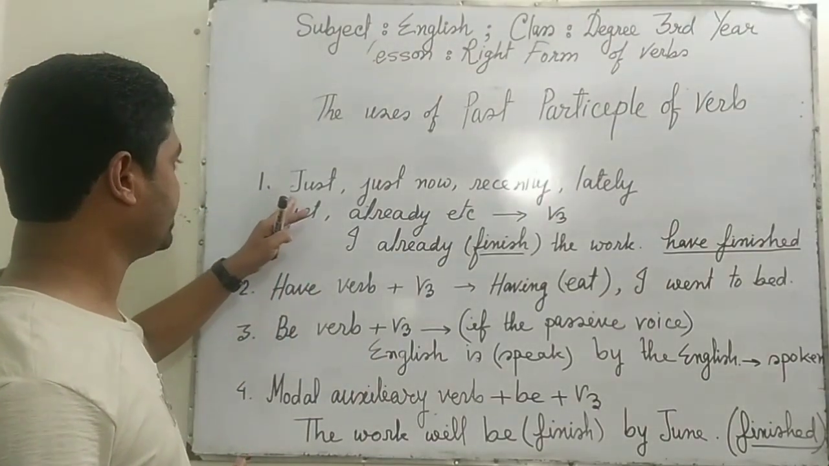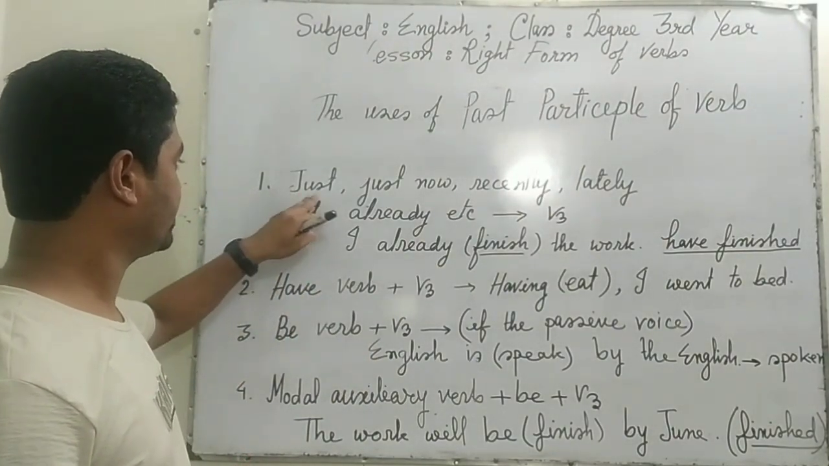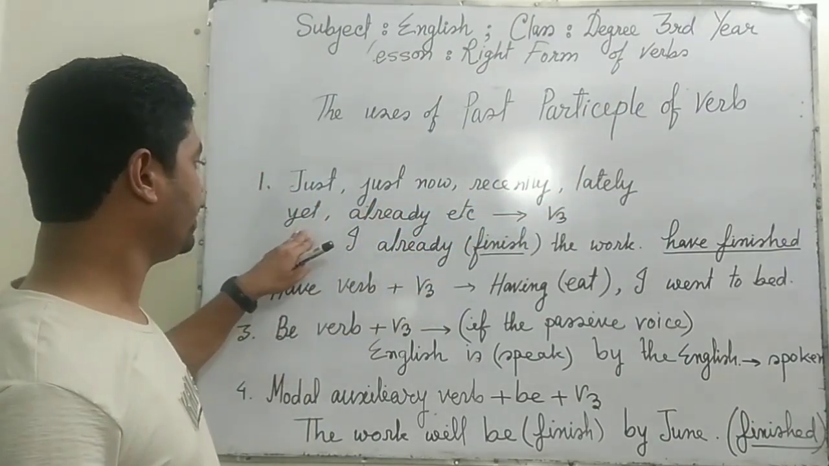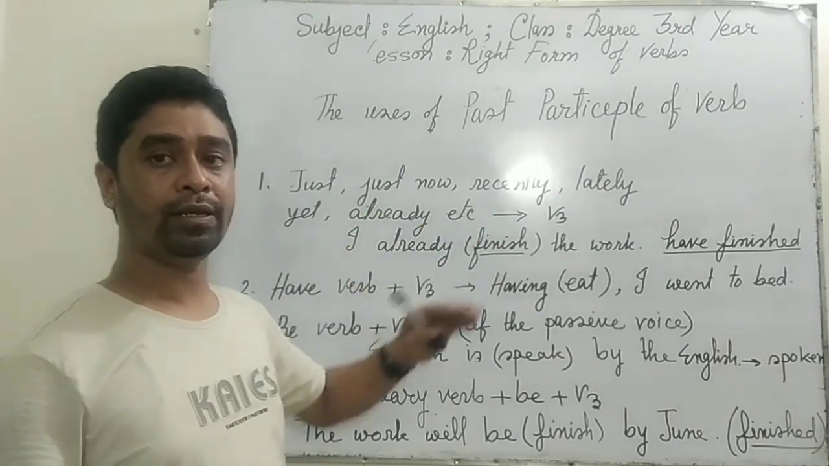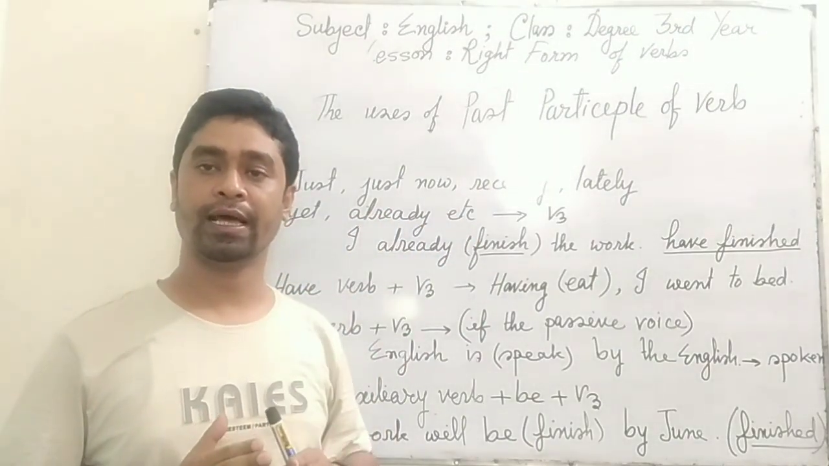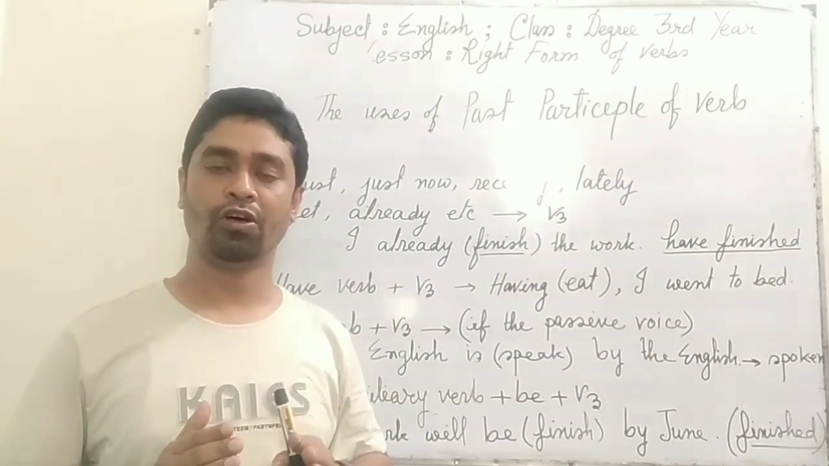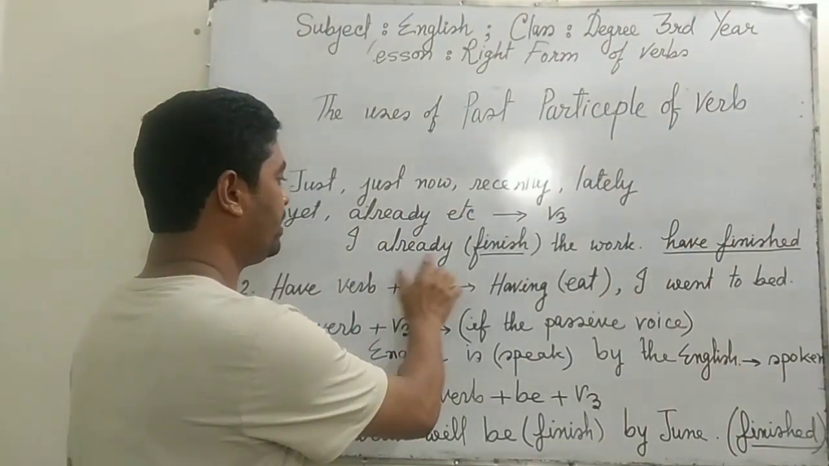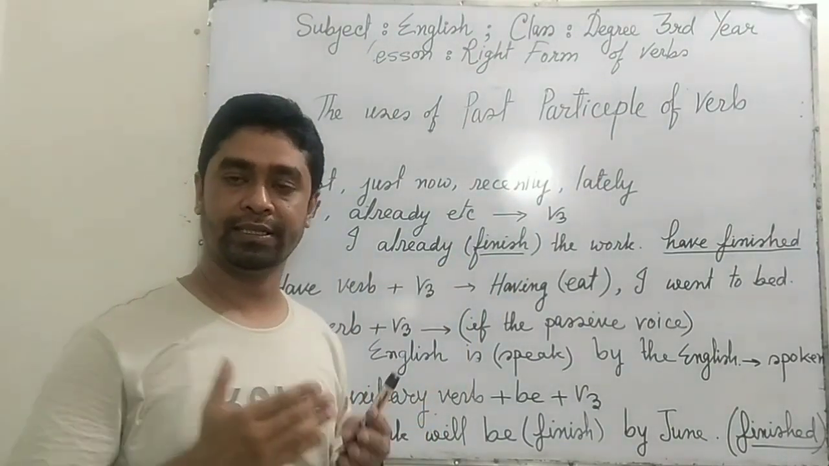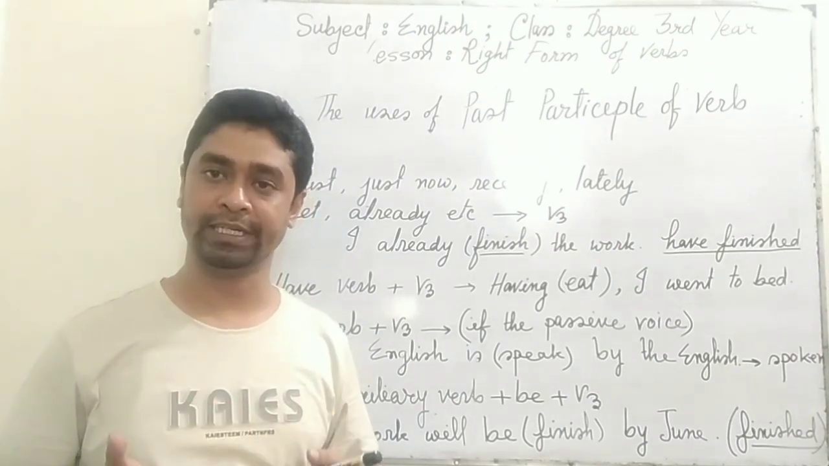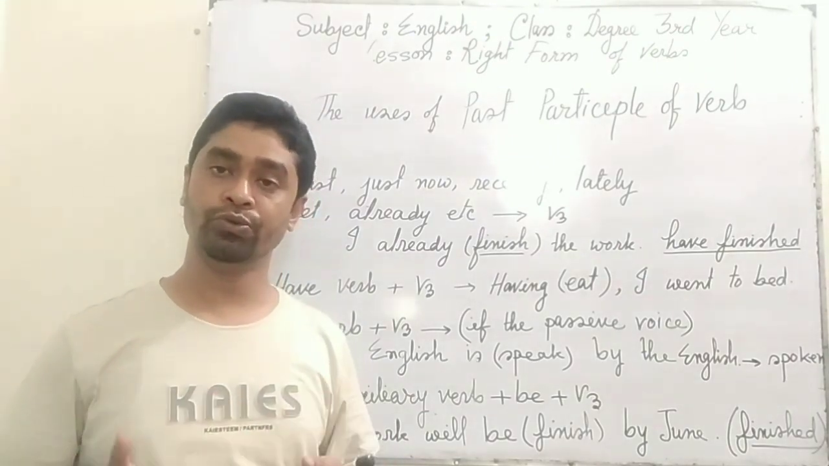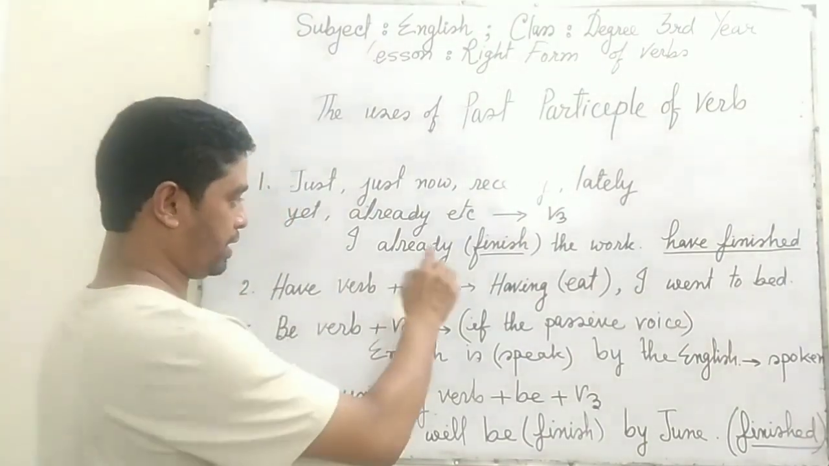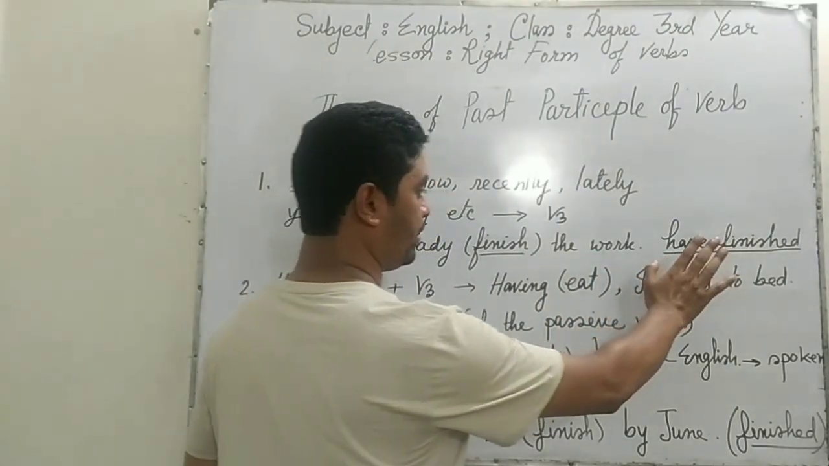First, in a sentence, if we find just now, recently, lately, yet, already, then we have to use the past participle of the verb. For example, I already finished the work. In this sentence, we find already. That means we have to use the past participle of the verb. That means the answer will be have finished.